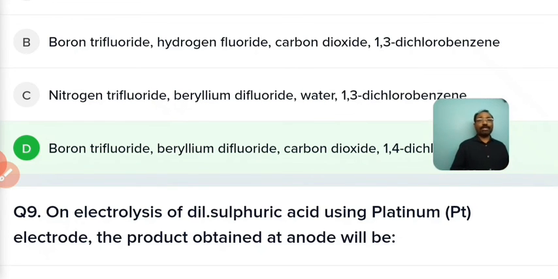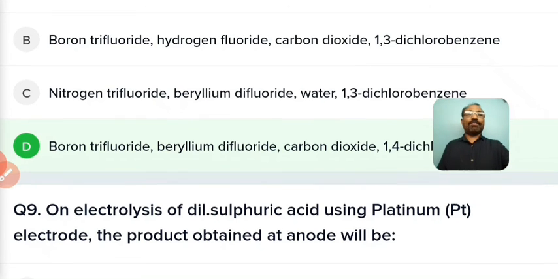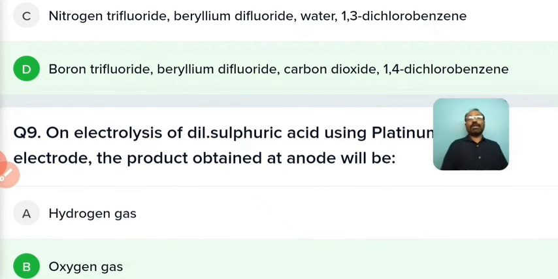Next, nitrogen trifluoride, it is a pyramidal structure and it shows the dipole moment, and beryllium dichloride, the linear shape, no dipole moment. One molecule has a dipole moment and another has no dipole moment, therefore we can avoid that one also. So which one will be left? D is left. Boron trifluoride, trigonal planar, zero dipole moment, beryllium dichloride, zero dipole moment, carbon dioxide, zero dipole moment, 1,4-dichlorobenzene, zero dipole moment. Therefore, the right answer is D.